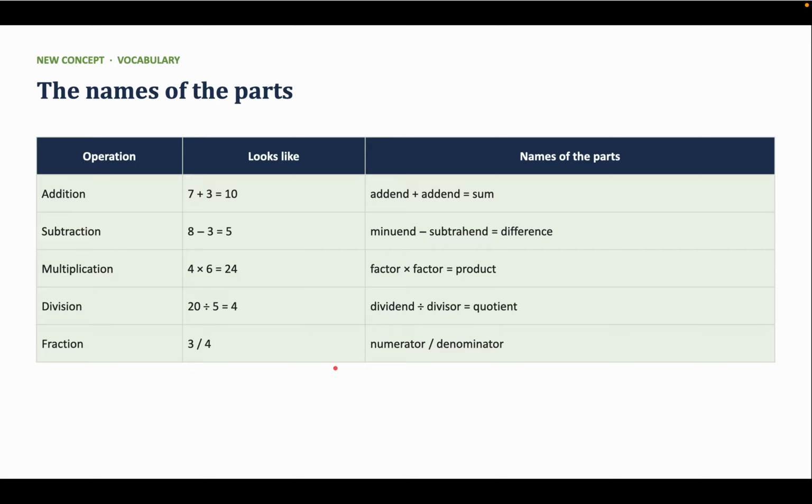So in the sentence, 8 minus 3 equals 5. Which number is the minuend and which is the difference? Right, 8 is the minuend and 5 is the difference.